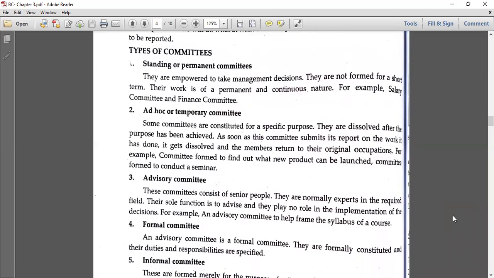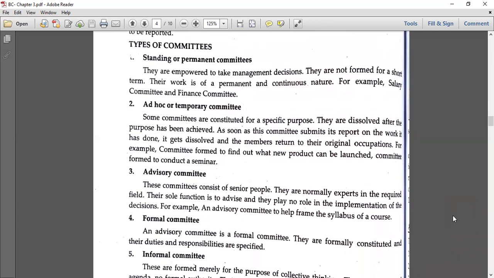So there are a few other types of committees, like the standing or permanent committee. They are empowered to take management decisions. They are not formed for the short term. Their work is of a permanent and continuous nature. For example, the salary committee and finance committee. So they perform managerial functions and take managerial decisions. This is the standing or permanent committee. Just please remember that, because there can be a question: explain the types of committees, right?